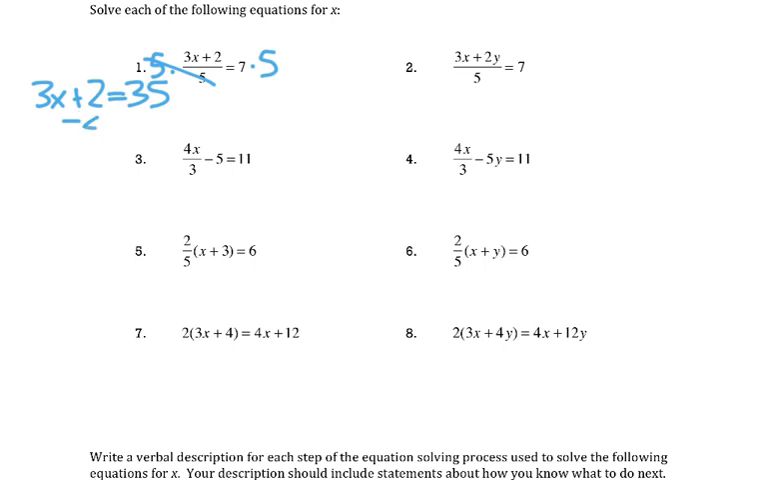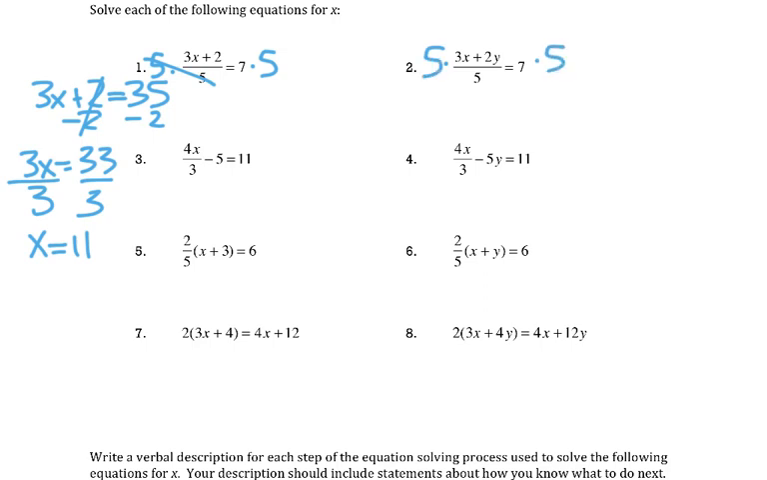Then we subtract 2 on both sides, because that was the next step, giving us 3x equals 33. Then we finally divide by 3, and we get x equals 11. If we look at number 2, we do the same exact process. We start by multiplying by 5 on both sides, giving us 3x plus 2y equals 35. Then instead of subtracting 2, we're going to subtract 2y.